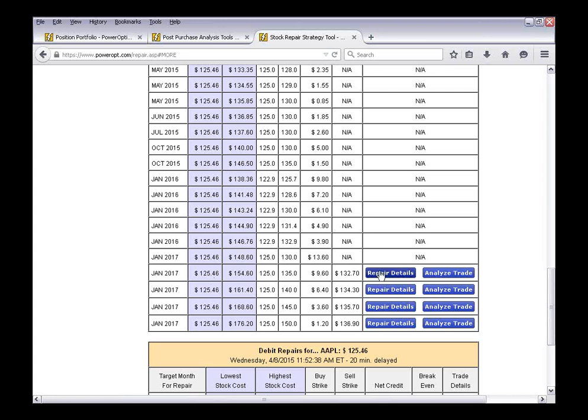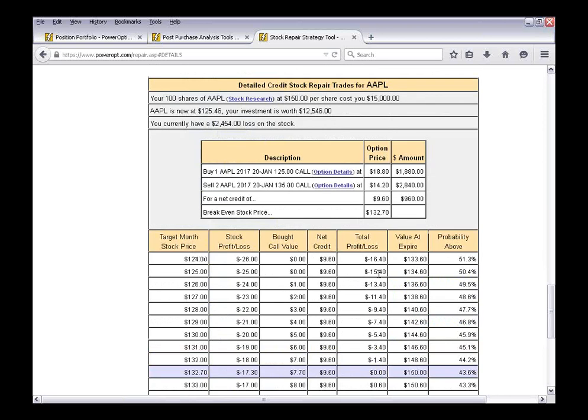I want to take a look at this far out repair for the simple concept of showing you why I wouldn't do this far out in time. So when you run the stock repair tool and you see the availability of repair details and the new break even, this ratio spread combination that we could use with the January 2017 125 calls and the 135 calls, when we see the repair details are available and a break even price is available, let's click on repair details first.